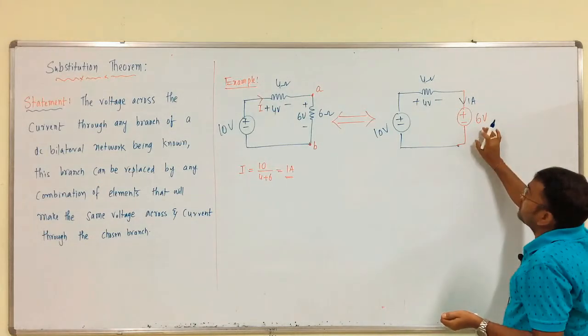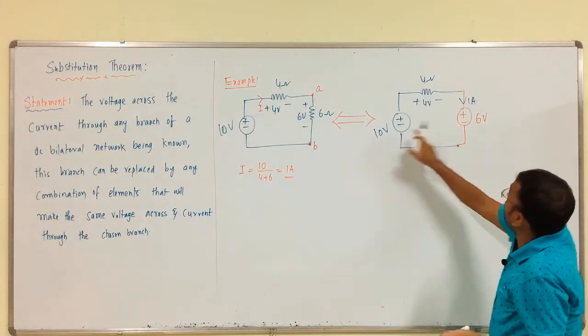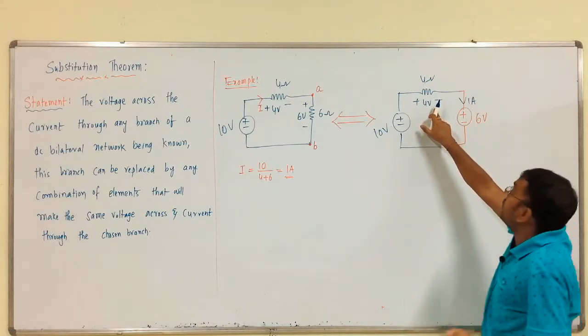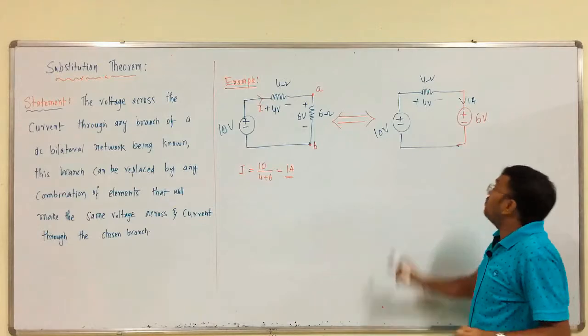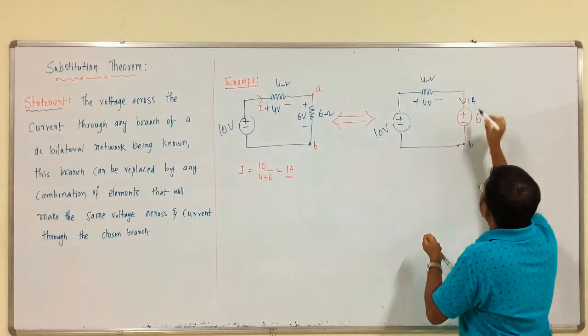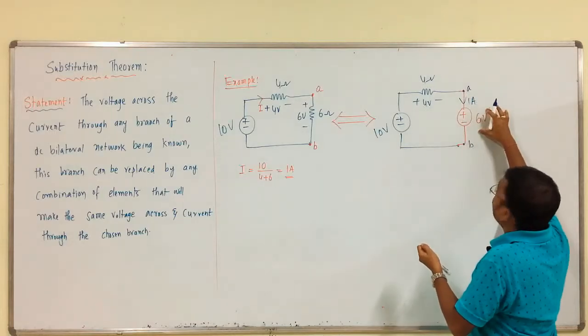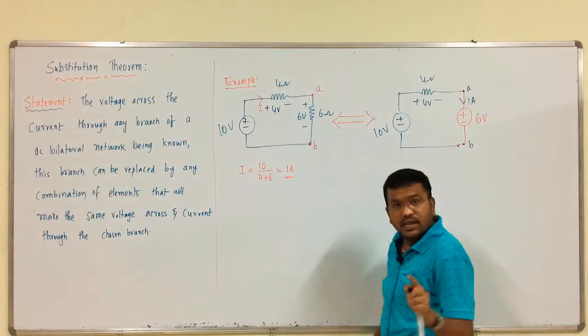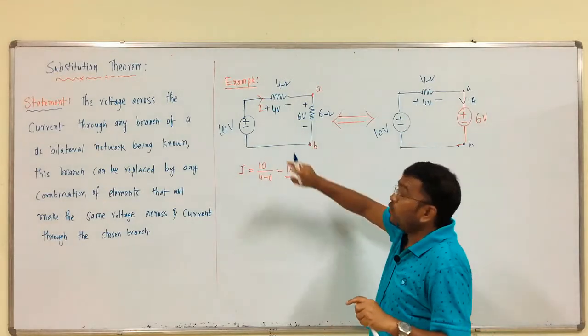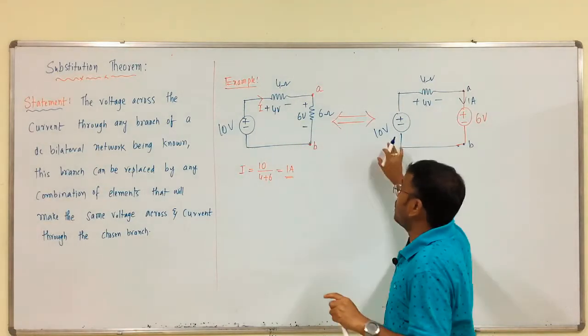Like this you have to replace. What is the value of 10 minus 6 by 4? 10 minus 6 by 4. What is the answer? 1 ampere, right. What is the voltage? This is B, the same amount of voltage, 6 volts. Is there any change in the value of voltage? No. That is how we have to modify the circuit from this circuit to this circuit.